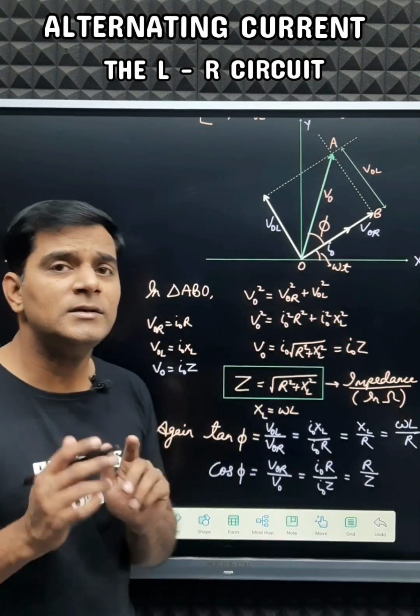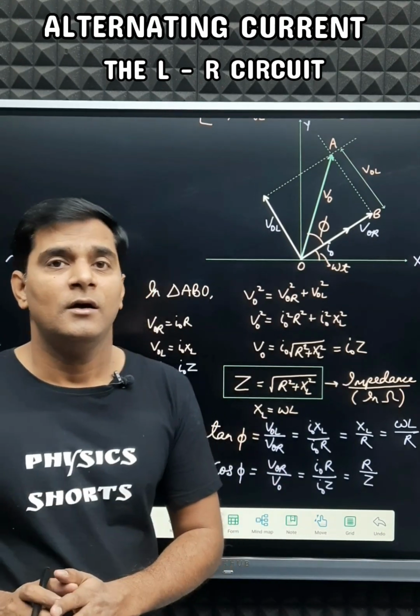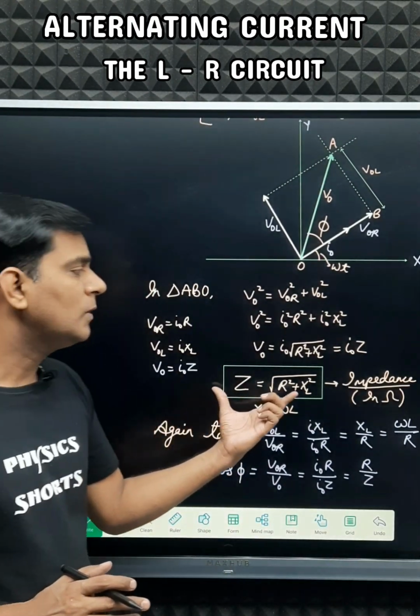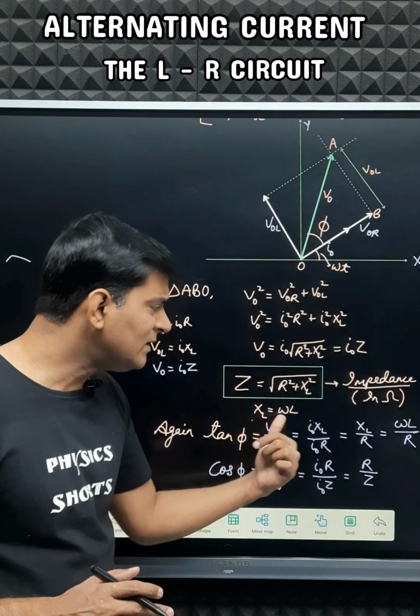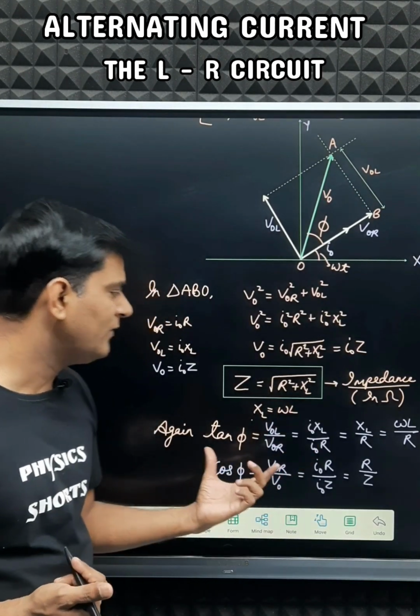This impedance is also the part of the circuit, or the property of the circuit, which obstructs the current. XL is what? It is omega L. So we can also substitute the value of XL.